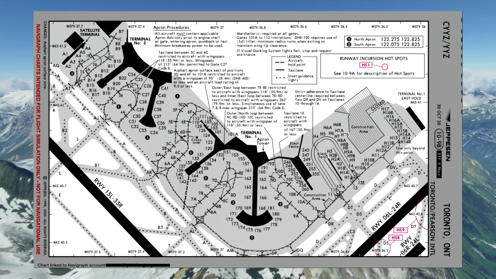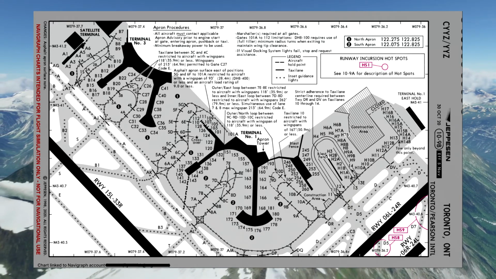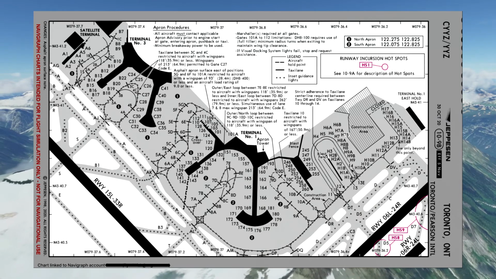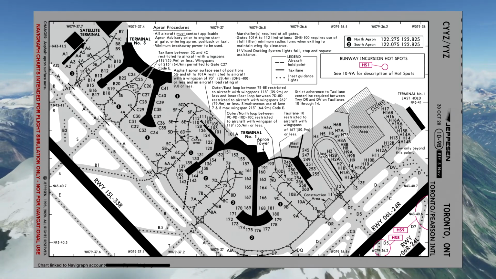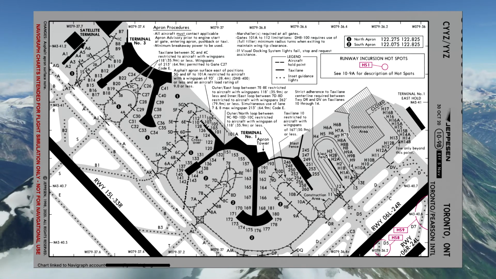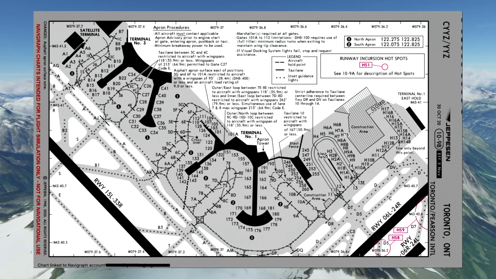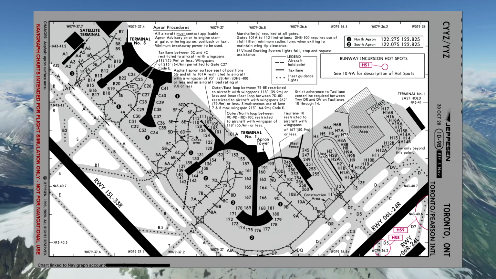On the upper right, you'll see it's got two sets of frequencies, north apron and south apron. So it's telling you what frequency you've got to be on for when you're moving around there. Underneath it says runway incursion hotspots. We discussed that in the last one. You can see a couple down at the bottom right, HS8 and HS9, and then you go back and read the description and see what the issues are.